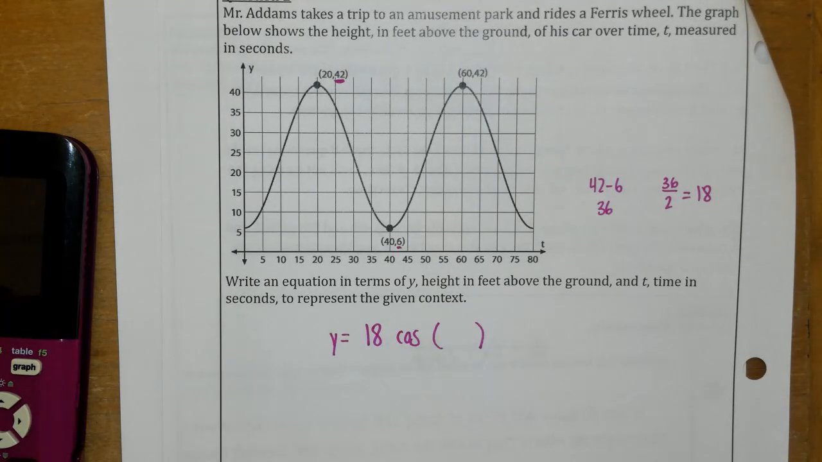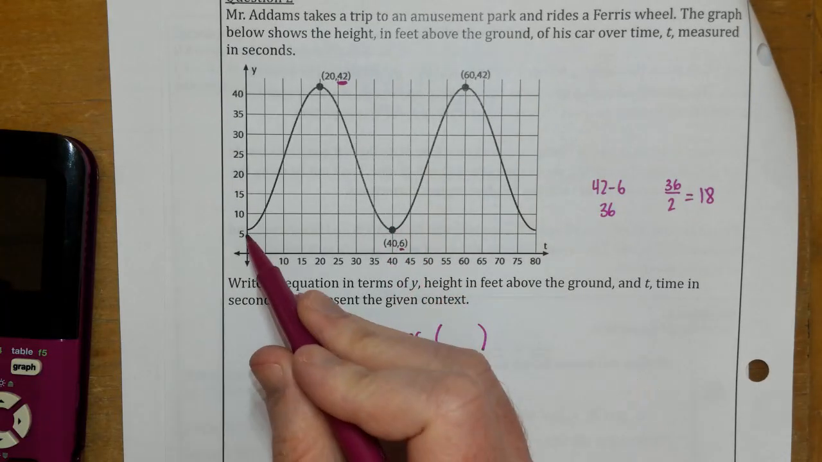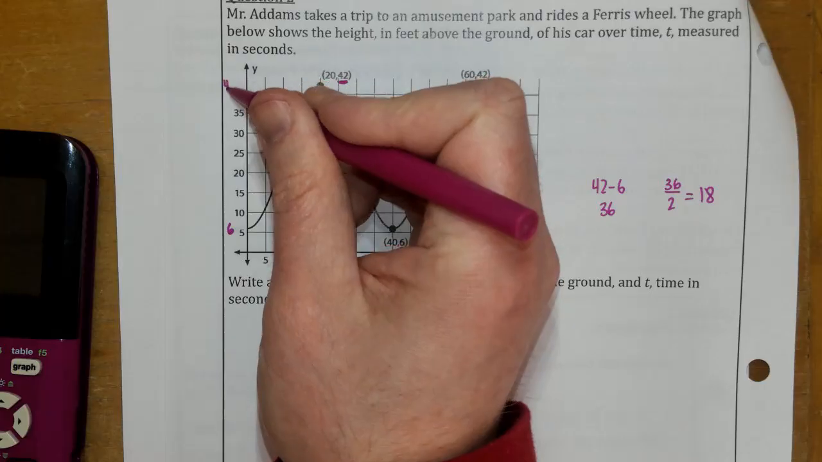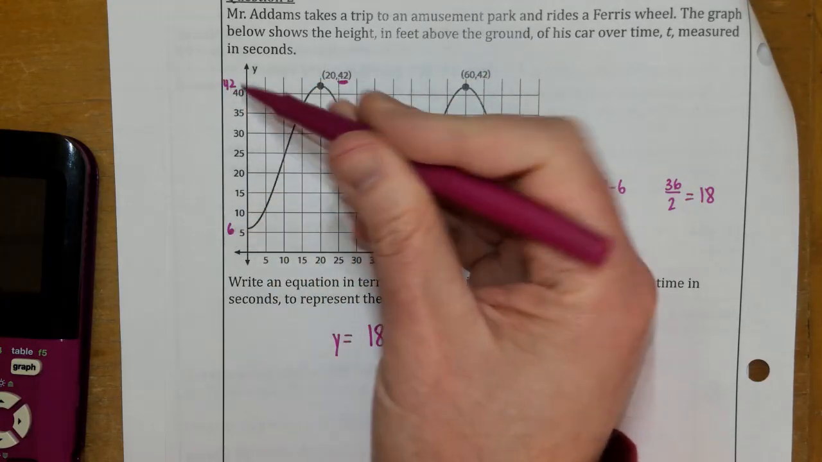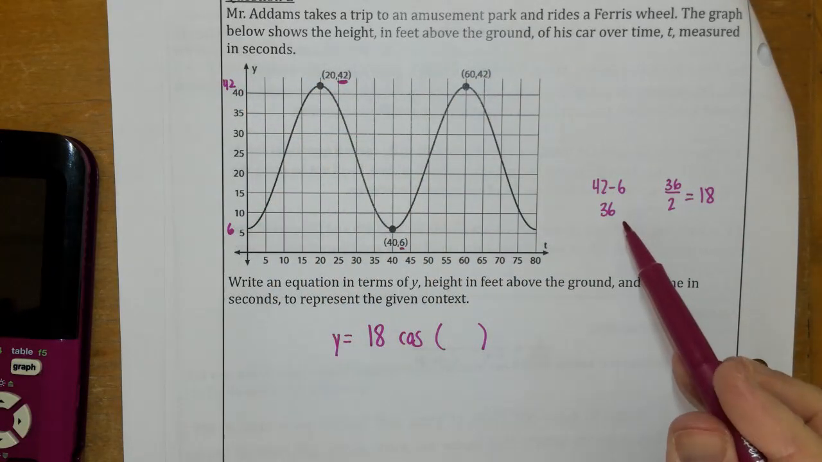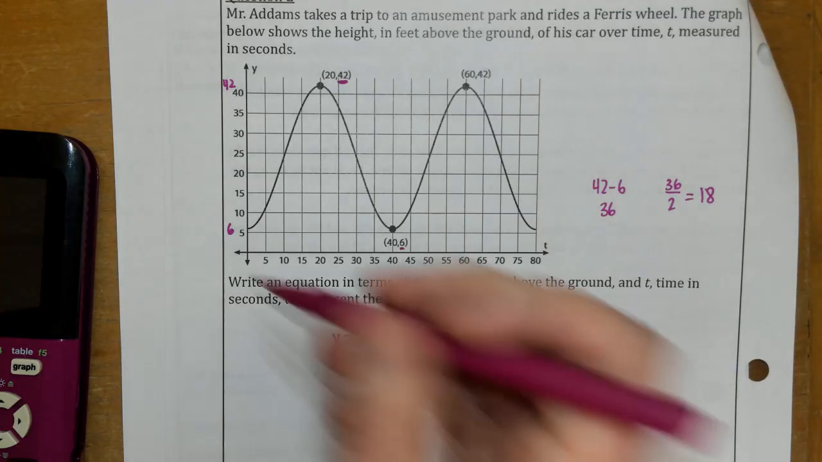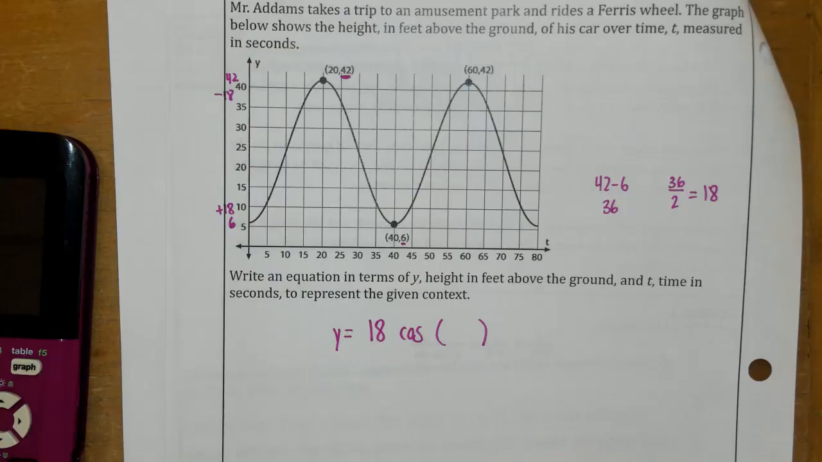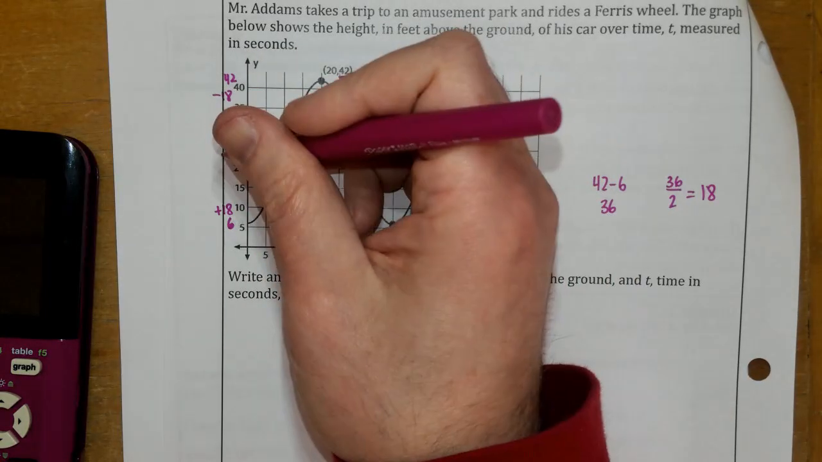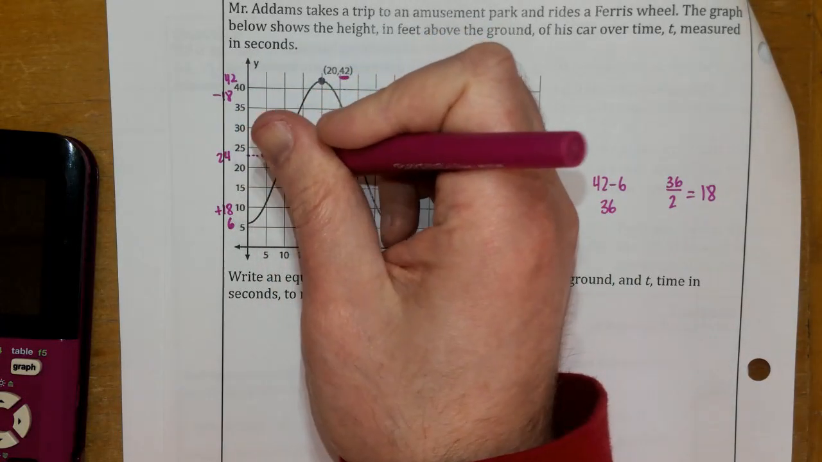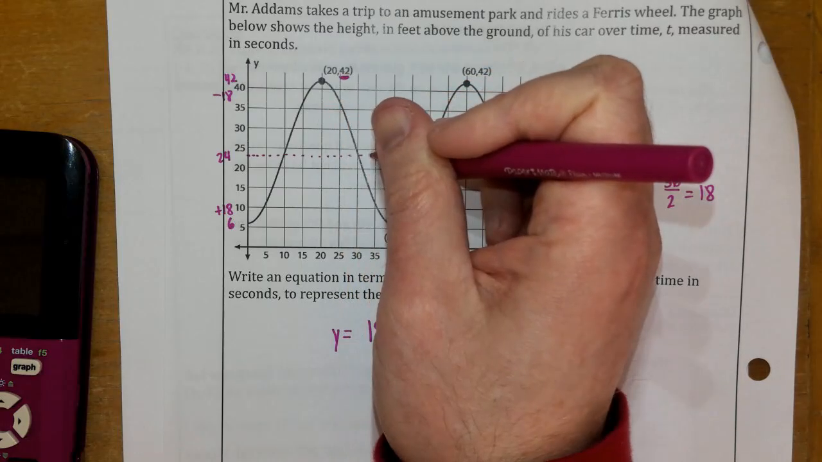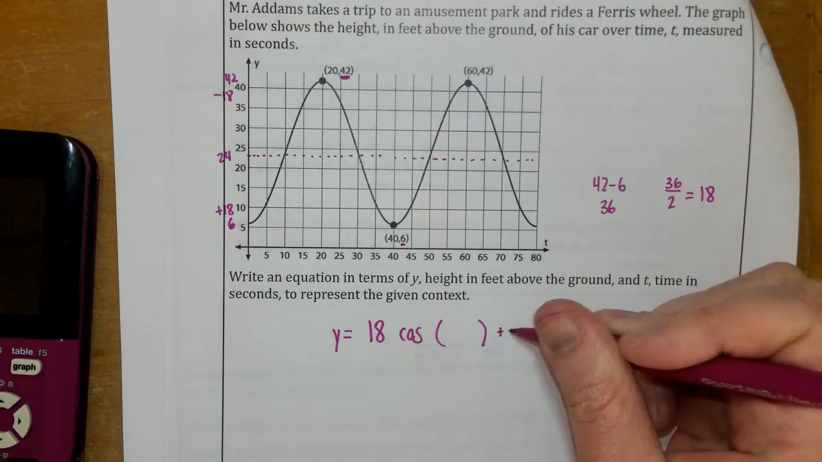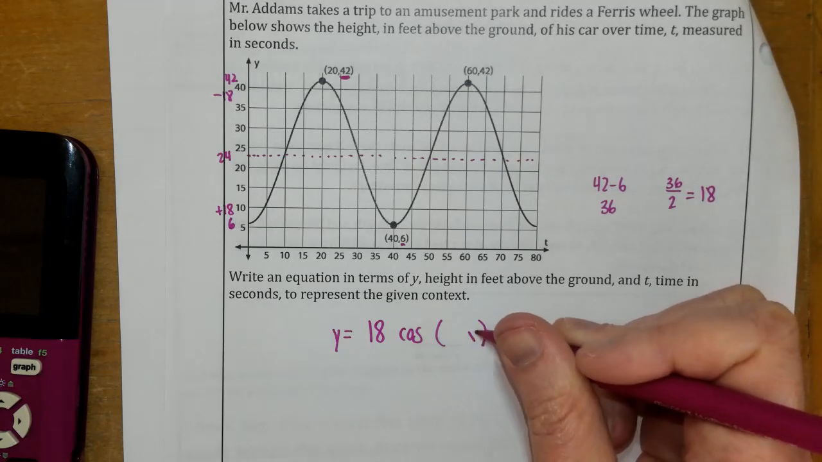This 18 is going to help us find the midline. If the lowest value is 6 and the highest value is 42, we need the number halfway between that. To get it, we just add 18 this way or subtract 18 this way, and we'll get the same number going in either direction. We get 24 as the midline, which would be roughly right here, and that looks pretty close to being the midline. So remember, the midline goes right here. We put an x in the parentheses.